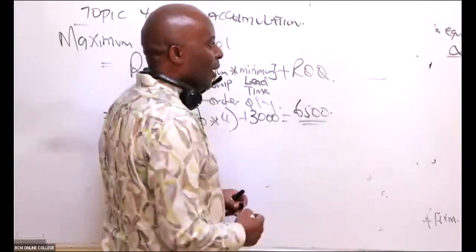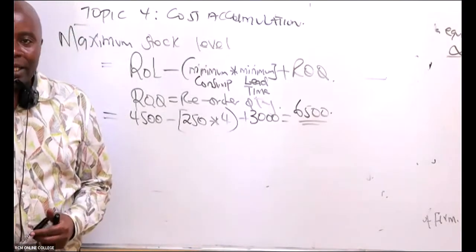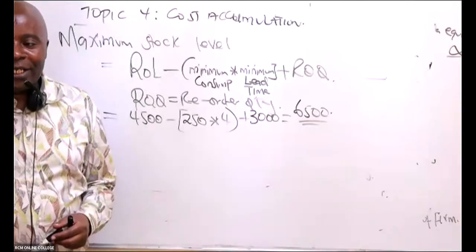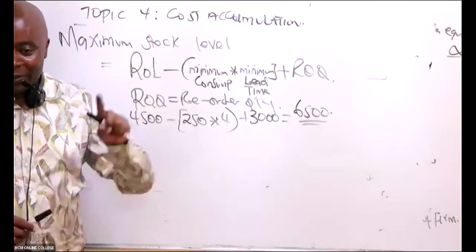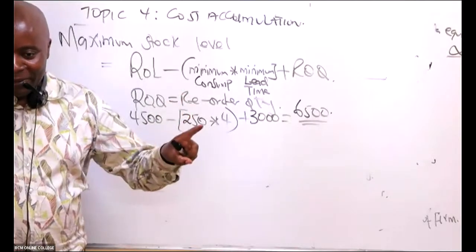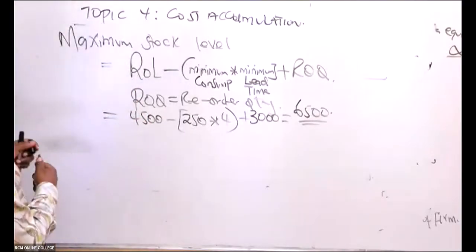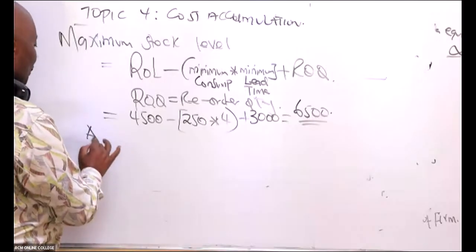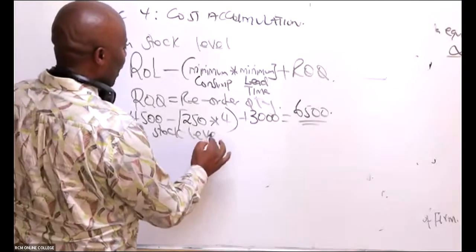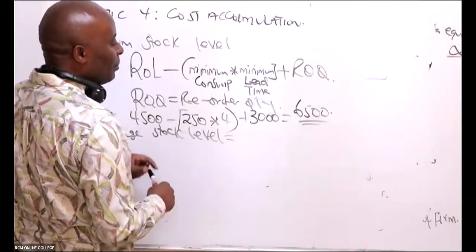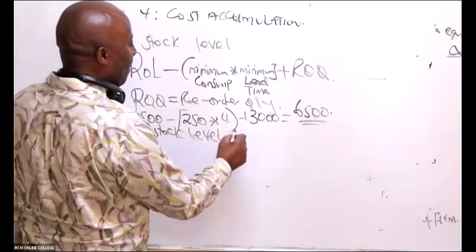Now, I've given you so many formulas, but just in case they ask average stock level, what will you do? You take the minimum stock level plus maximum stock level, and then you divide by 2. The examiner never asked us, but let's do it. So we have here the average stock level. The average stock level will be the minimum stock level. We've done that. Minimum stock level was how many units?